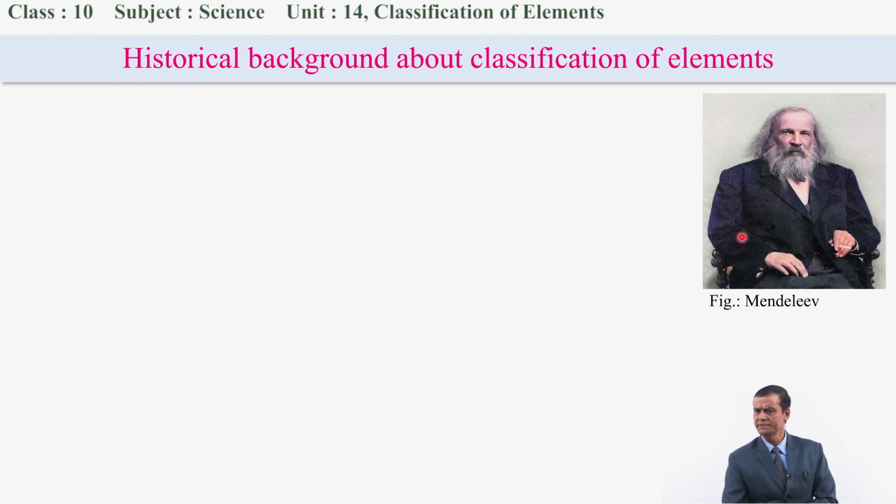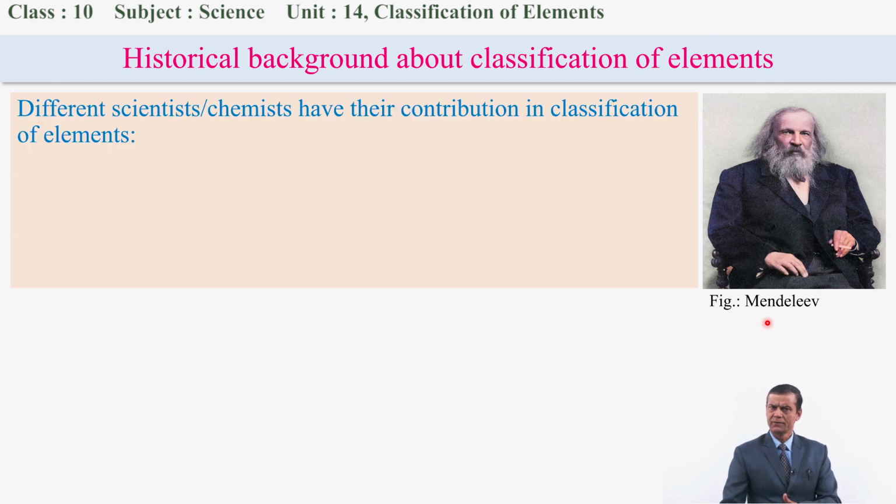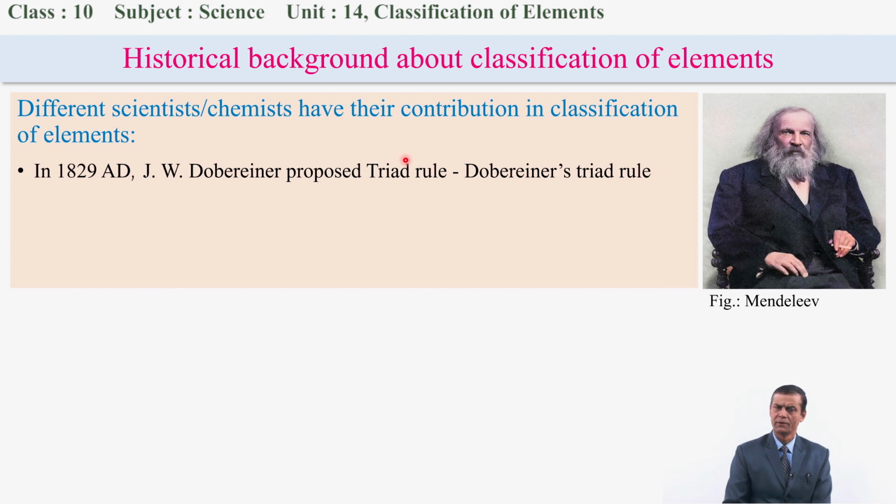So we are talking about the historical background of the classification of elements. Here is one portrait. Whose portrait is it? This is Mendeleev. Do you know? The Russian scientist Mendeleev. So before the time of Mendeleev, what attempts were made by different scientists? Different chemists have their contribution in the classification of elements.